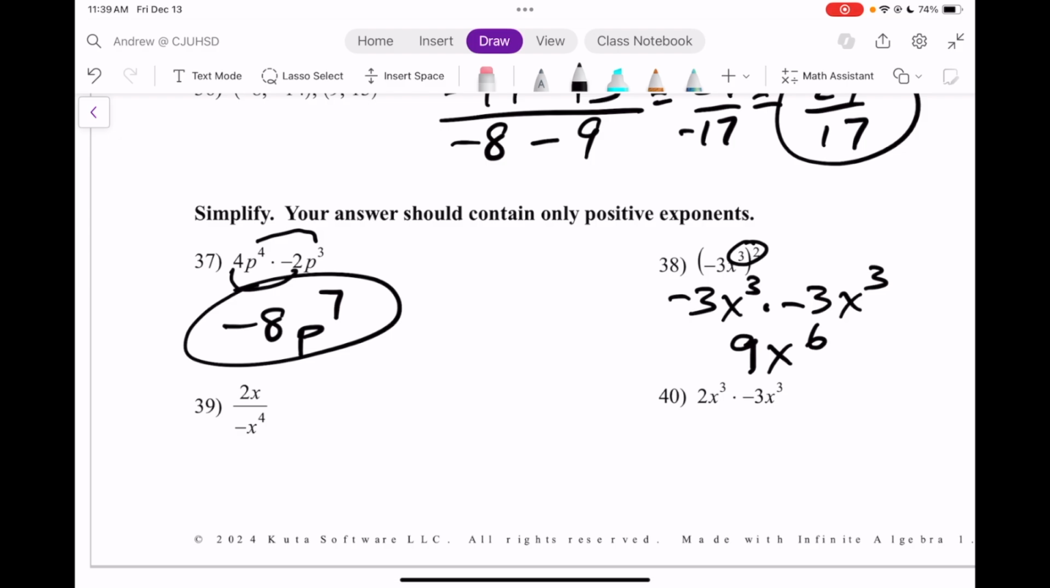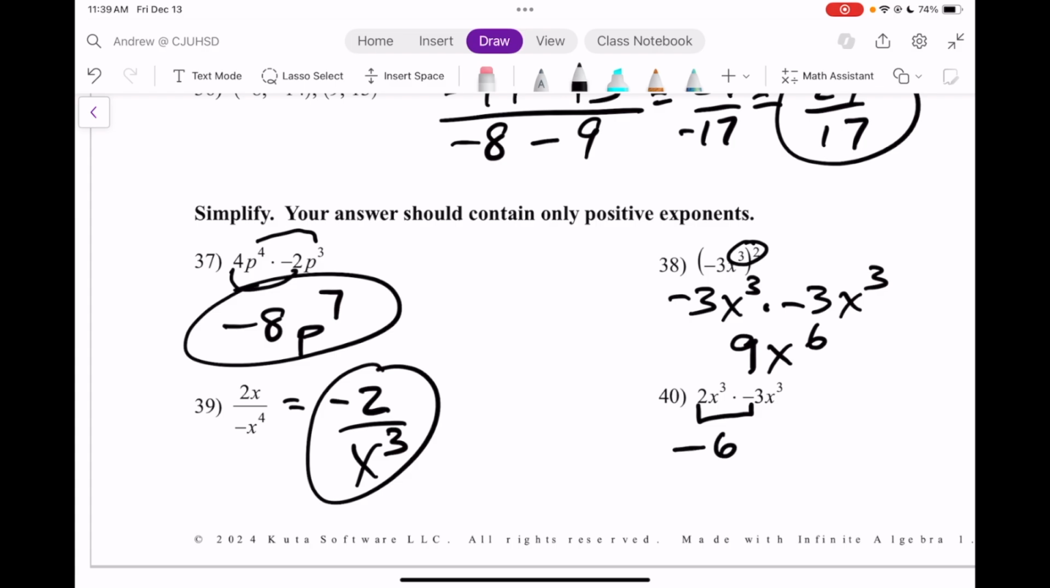39, the negative in front of x to the 4th is really like the number negative 1. So you could call this negative 2. But then now there's more x's on the bottom than there are on the top. There are 3 more on the bottom than there are on the top. So we're going to leave it like that. And our last problem. 2 times negative 3 is negative 6. But with the exponents, you're going to add 3 and 3 together and get 6 that way.